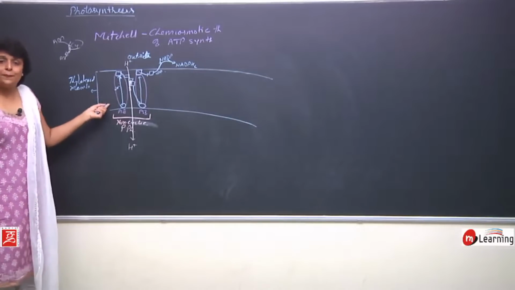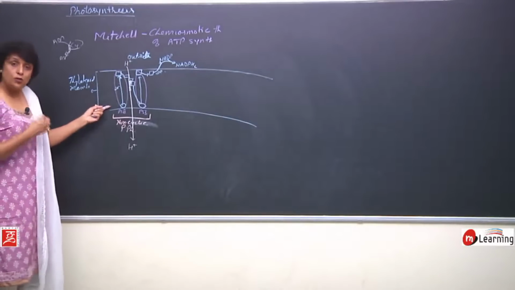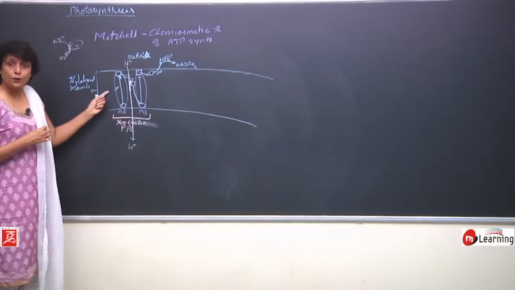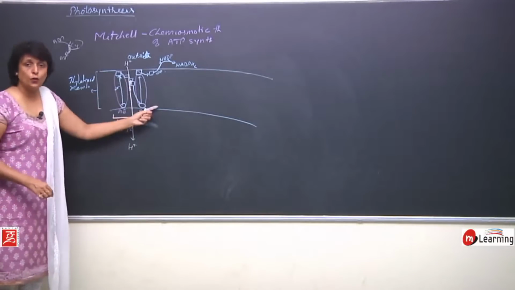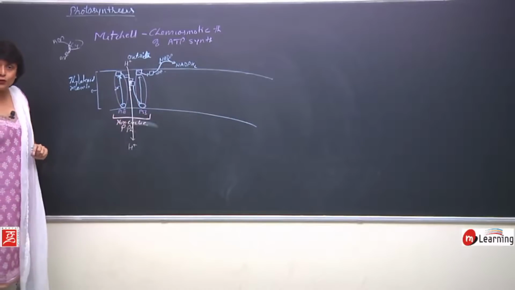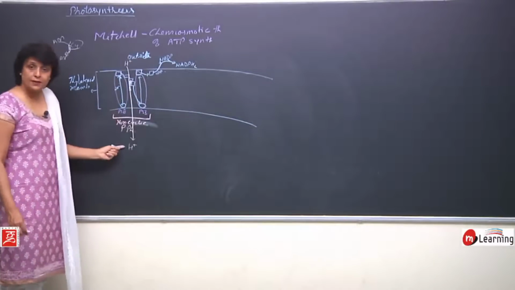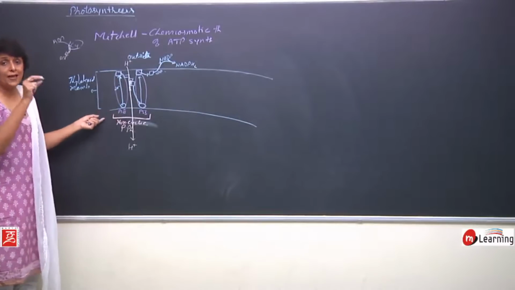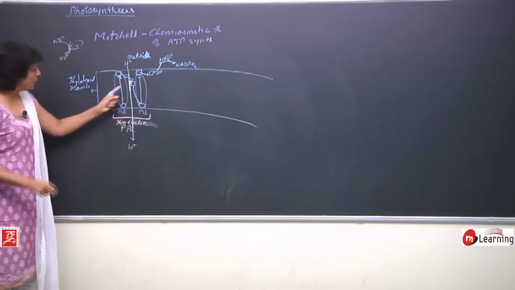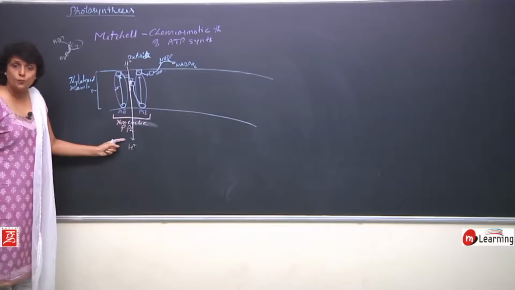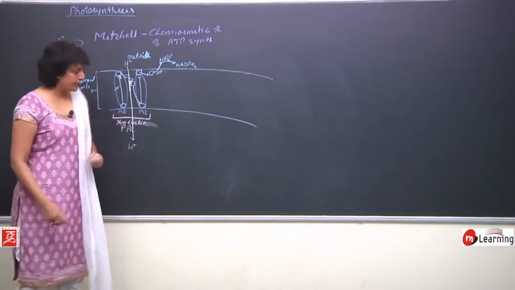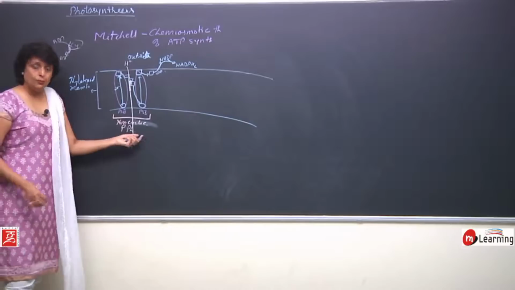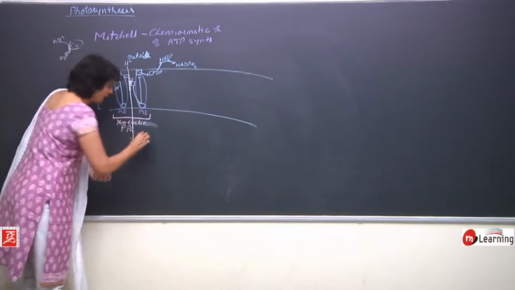A similar thing is going to happen in the case of cyclic photophosphorylation. The only difference is that instead of two photosystems, there is going to be only one photosystem. There also, energy is released when electrons come from plastoquinone to cytochrome. That energy will also be used to pump protons from the stroma into the lumen. In the lumen, photolysis is also taking place.